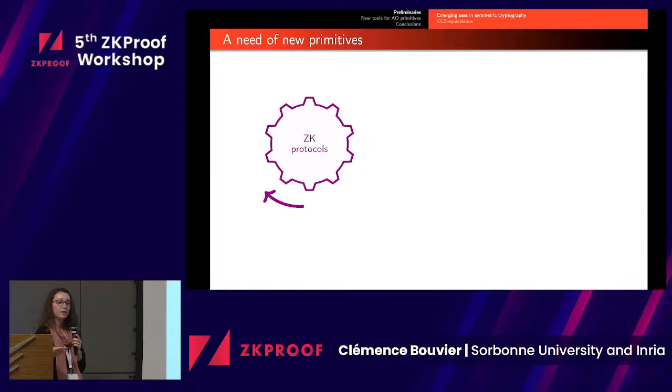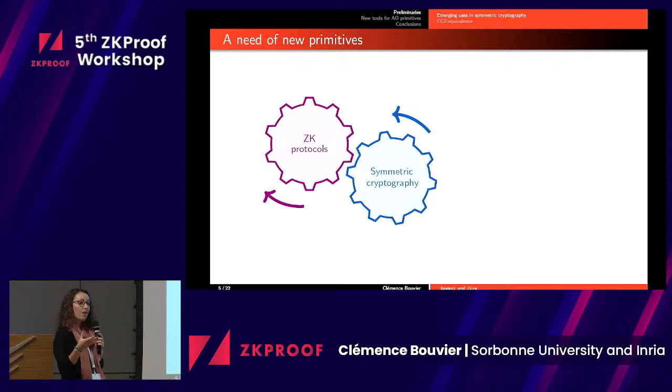So in recent years, there has been a new trend to design symmetric primitives for advanced protocols. The idea is very simple. You have zero-knowledge protocols that need some symmetric primitive to be efficient. So depending on your needs, you will ask for specific primitives.